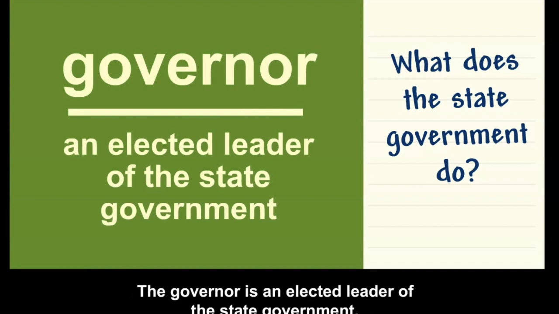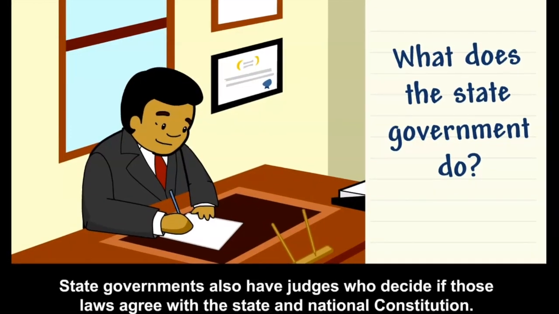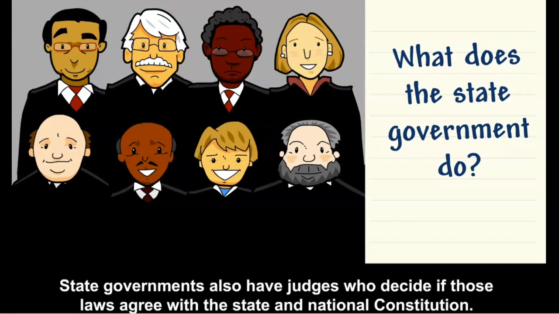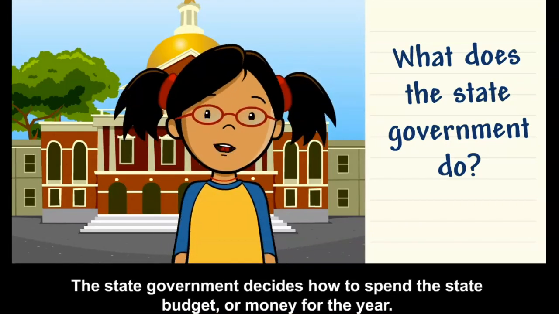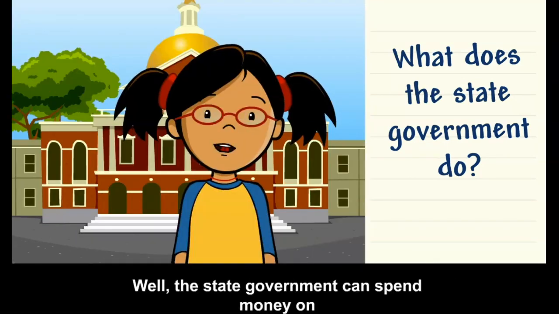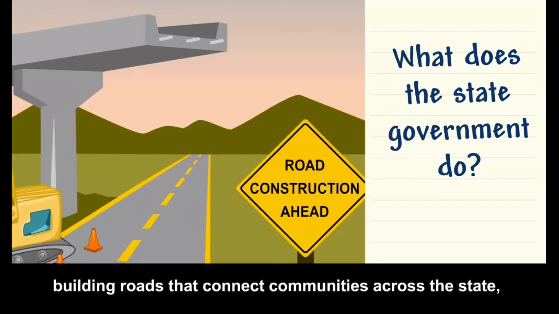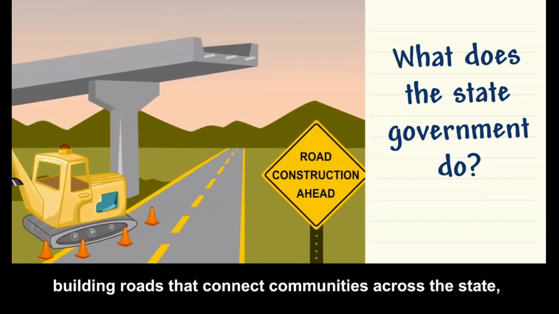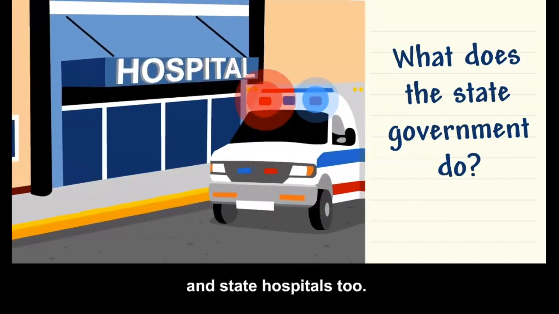The governor is an elected leader of the state government. One of the governor's jobs is to decide what state laws to approve. State governments also have judges who decide if those laws agree with the state and national constitution. The state government decides how to spend the state budget or money for the year. Well, the state government can spend money on protecting the state's land and water, building roads that connect communities across the state, running state colleges and universities, and state hospitals, too.